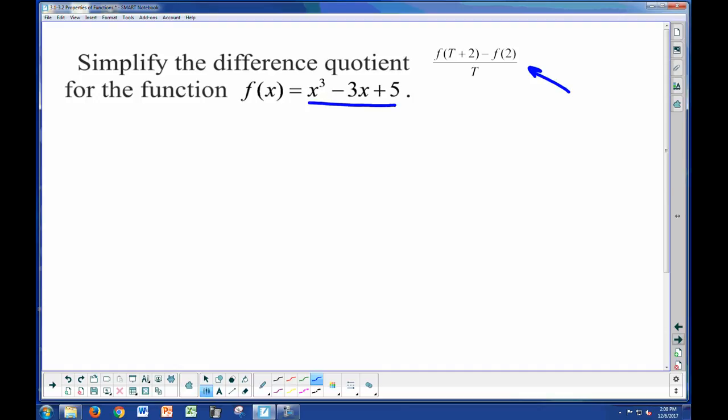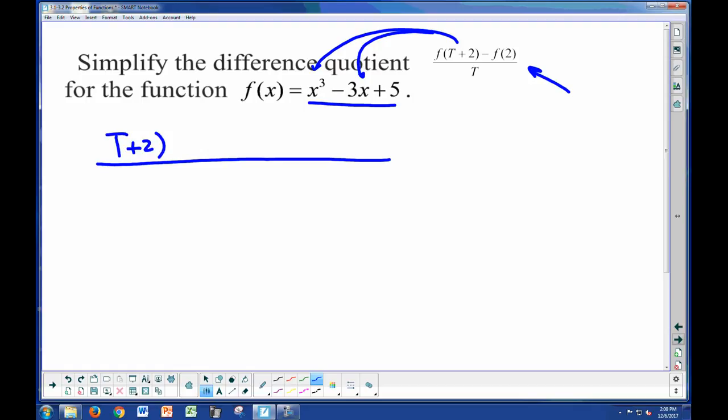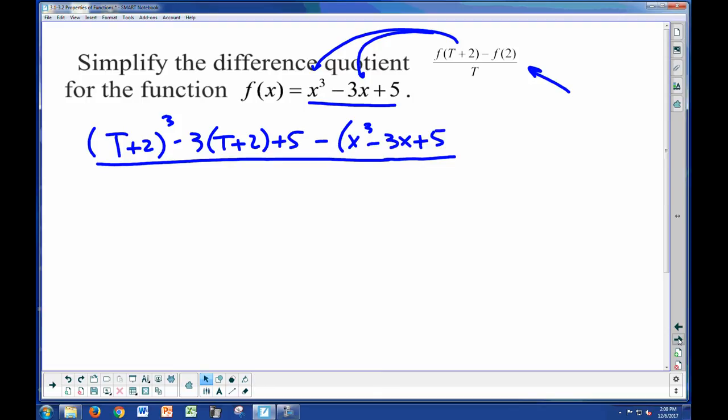First of all, we're going to have to put a t plus 2 into the x there, and this is going to be, in this case, f of t plus 2, or t plus 2 quantity cubed minus 3 times t plus 2 plus 5 minus the function itself, which is x cubed minus 3x plus 5. Oh, excuse me. That is not what we want to do. We want to find minus f of 2. So let me redo that. It's going to be just plugging the number 2 in. So that's 2 cubed minus 3 times 2 plus 5. Sorry about that. All right, and that's over a capital T.